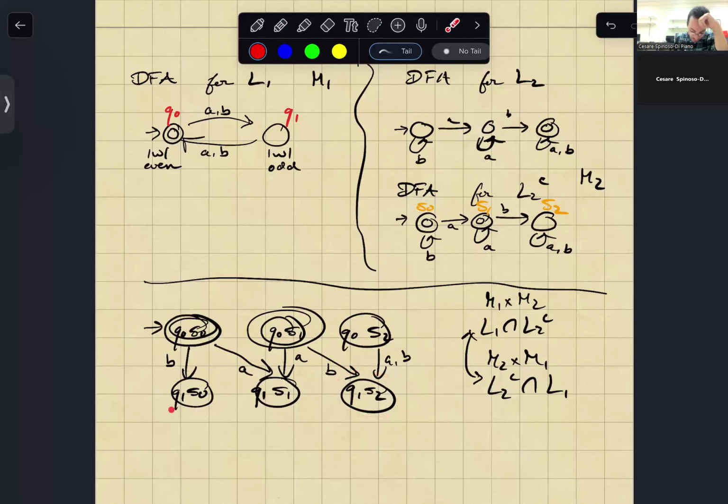Okay, so now I'm at Q1 S0. Now what's probably going to happen is that I'm going to go back here, right? Because this is sort of the row for Q0s. So if I'm at Q1 and I read either A or B, then I'm going to go back to the rows for Q0s. Now the question is, what about S0? S0, reading a B, I stay at S0. And then if I have an A, then I'm going to go to S1.